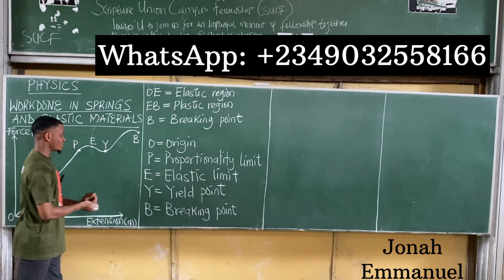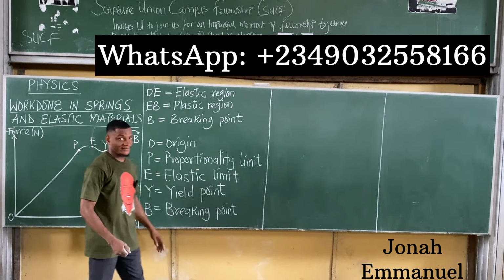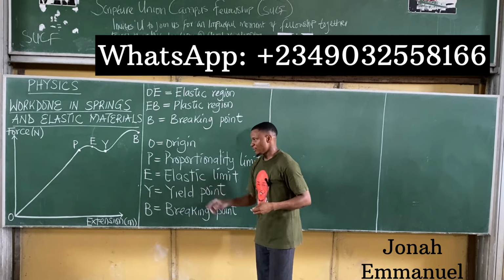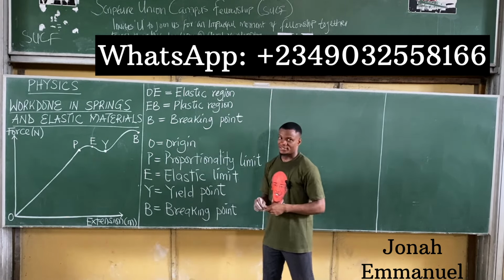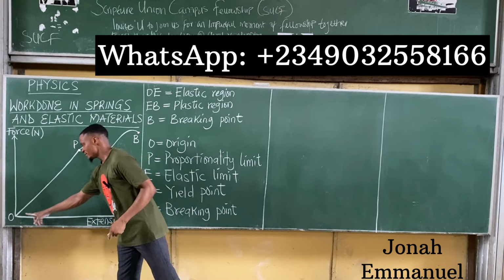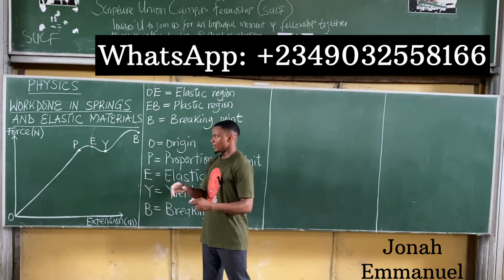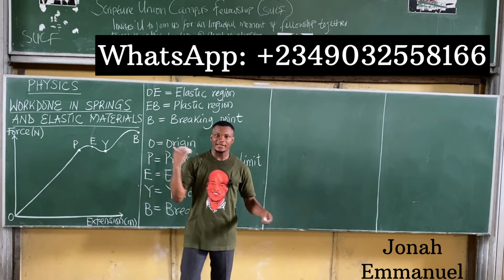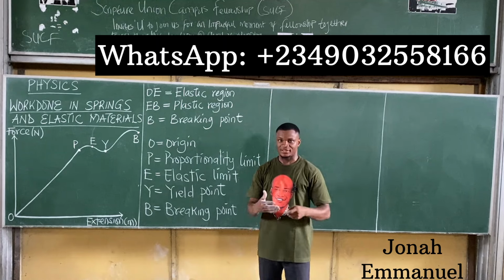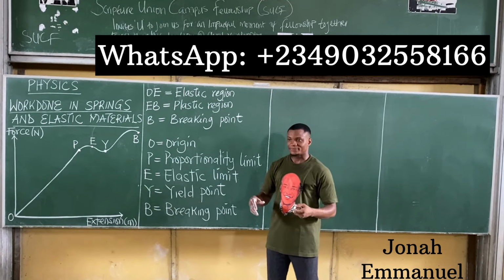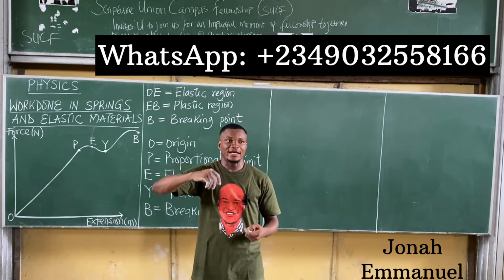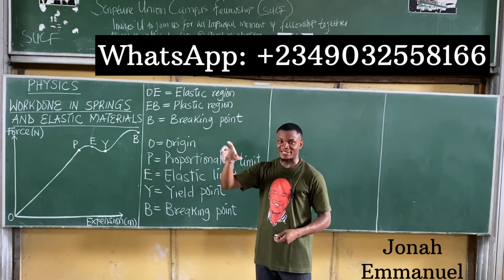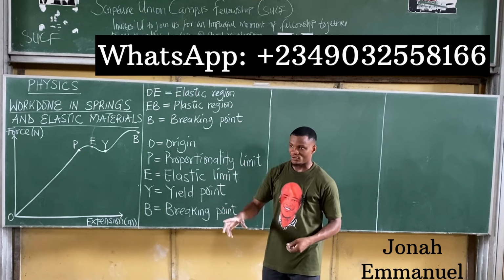All right, so you have all of this. I'll explain what each of these means. Of course, your origin is your starting point in the graph, no big deal. Your P, we said, is called the proportionality limit. This is the limit where if I keep adding a force, it will keep extending. If I have a spring and I keep attaching loads on it, we'll see that the spring will keep extending downwards and downwards.